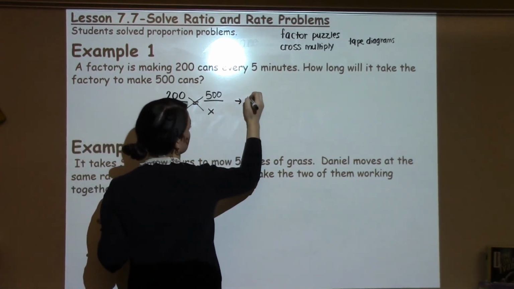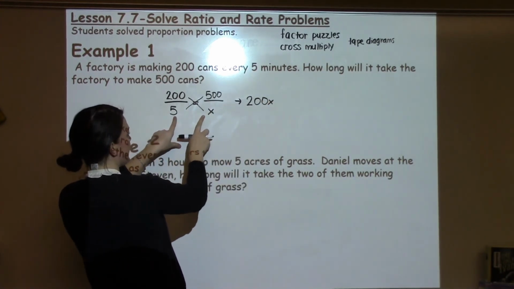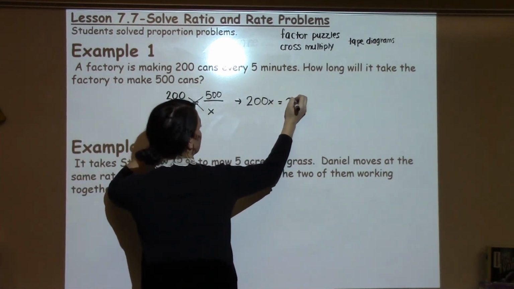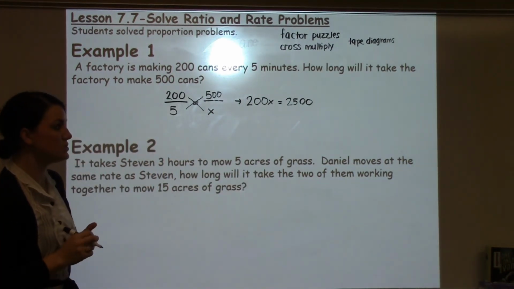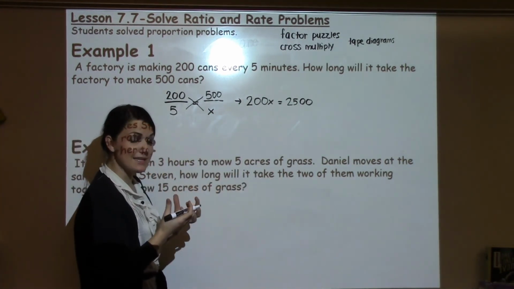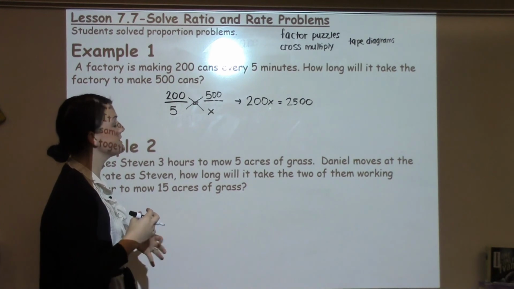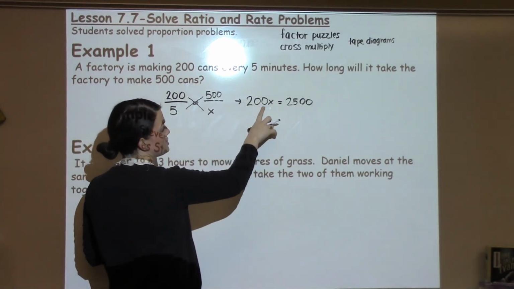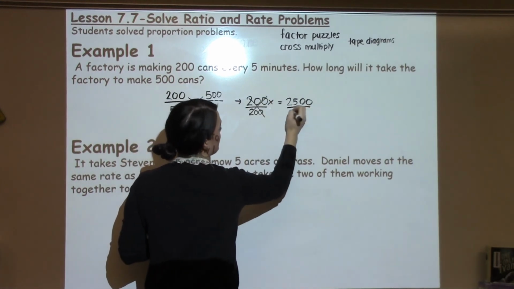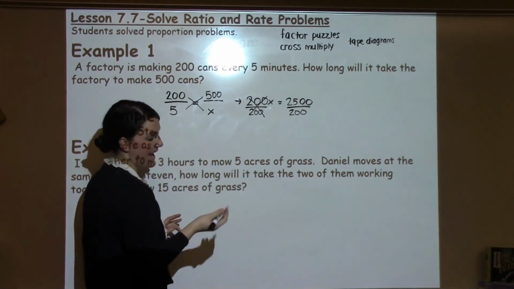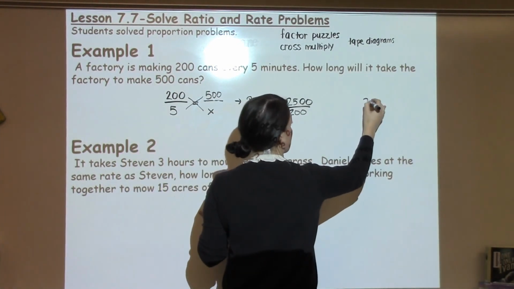So 200 times X is 200X. 500 times 5, well, all I have to do is take 5 times 5, which gives me 25, and then add my two zeros. Now I have 200x equals 2,500. Now I want to get the x by itself. That's called isolating the variable. To isolate the variable and get it by itself on that side, I just have to do the opposite operation. So right now this is 200 times x, so I'll need to take 200 divided by 200 in order to move it to this other side. And then I'm left with 2,500 divided by 200, and that answer should get me x.